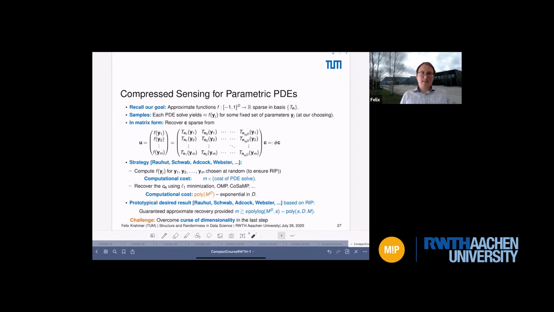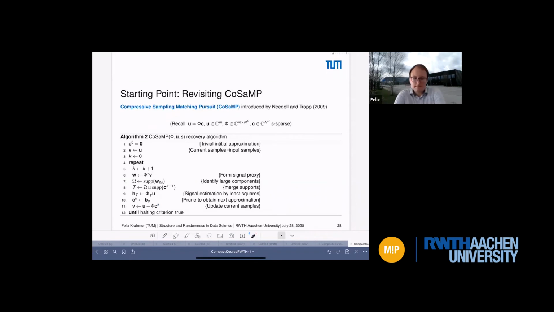That was something that, at least in these first works, was not really considered in detail. Okay, so let's start by revisiting an algorithm that we have already seen and see where the problem is. This is exactly the algorithm I showed you in the first part, CoSaMP. I have just translated it to the new notation, because now we call things U, phi and C rather than X, Y and A in this context of PDEs.